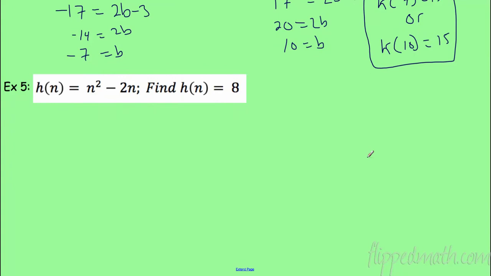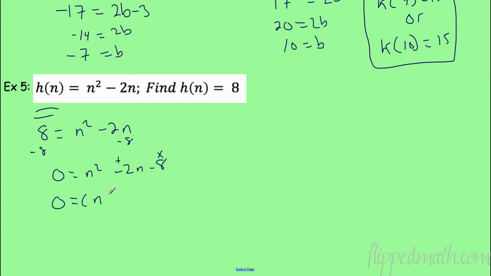Look down here, we have h of n equals n squared minus 2n. Instead of h of n, this time I'm going to put 8. So I have 8 equals n squared minus 2n. This is a quadratic. Remember, from solving quadratics, we've got to get all our numbers on the same side with the n squared. So I'm going to subtract 8 from both sides. So now I have 0 equals n squared minus 2n minus 8. I need two numbers that multiply to negative 8 and add to negative 2. So that is n plus 2 and n minus 4, because negative 4 times 2 is negative 8. Negative 4 plus 2 is negative 2.